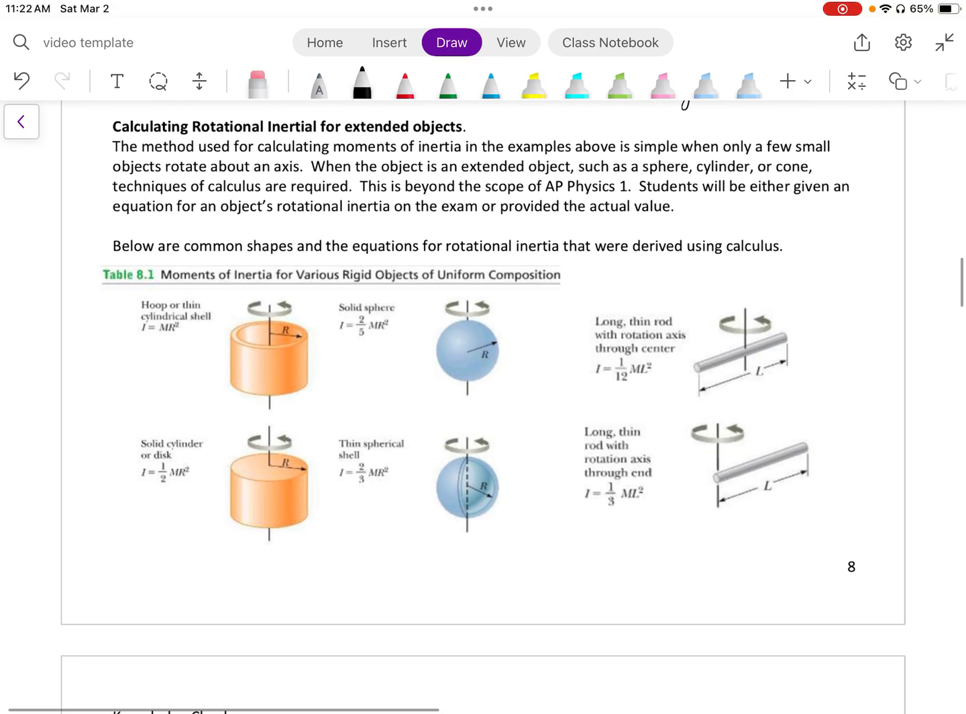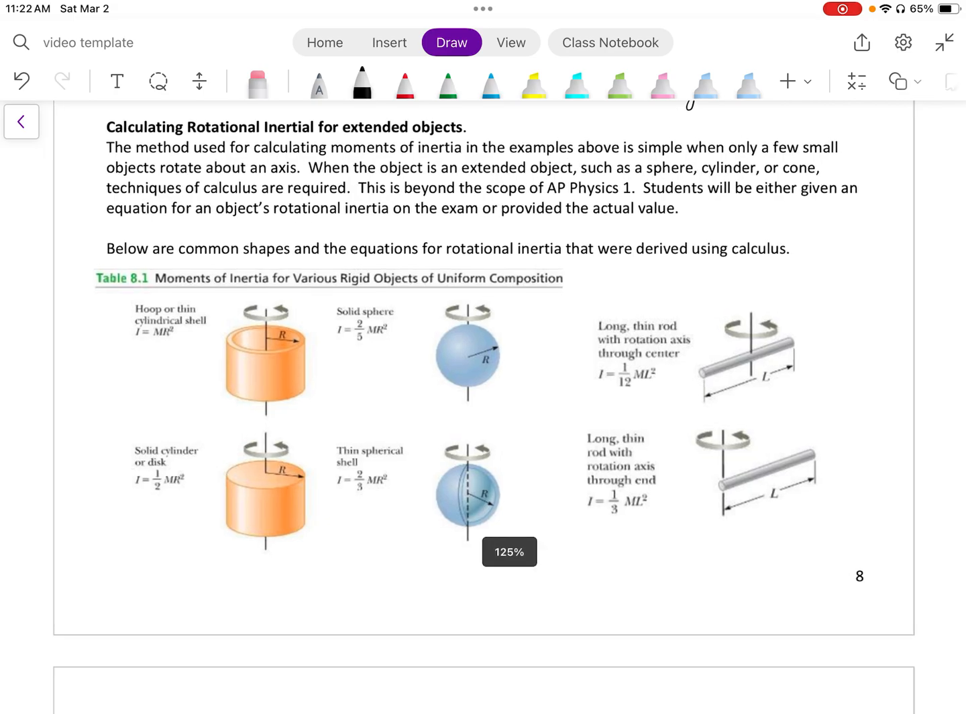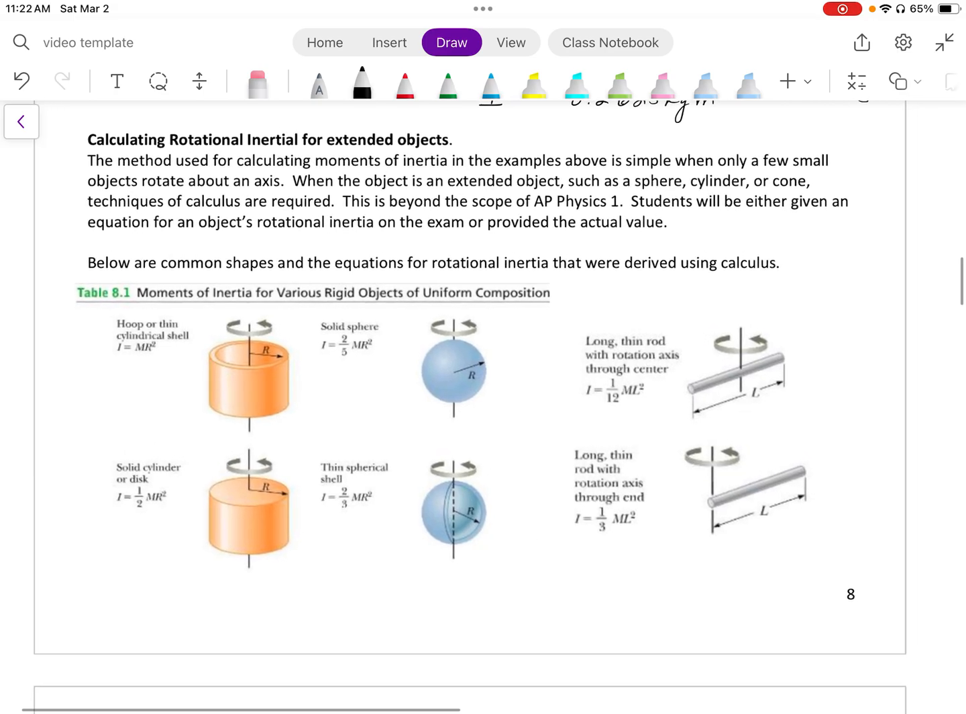Now, let's talk about other objects that are not as simple as a bunch of point masses. Calculating rotational inertia for extended objects. The method used for calculating moments of inertia, remember what AP calls it. They will call it rotational inertia, even though I think they're wrong. The examples above are simple when only a few objects rotate about an axis.